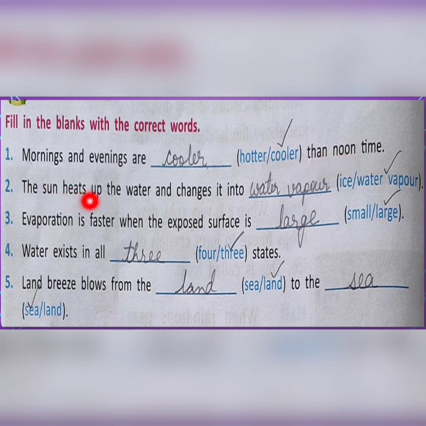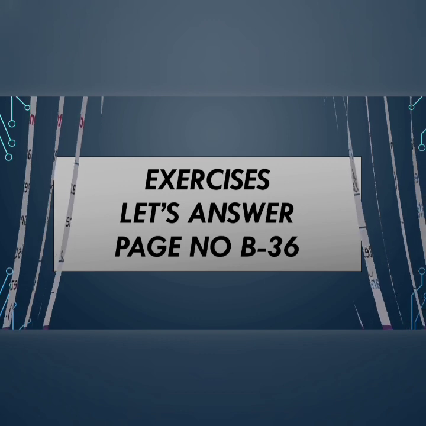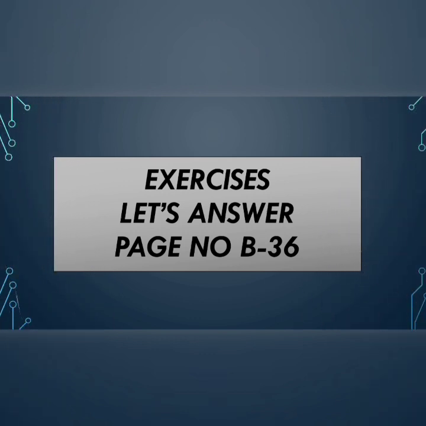The sun heats up the water and changes it into water vapor. Evaporation is faster when the exposed surface is large. Water exists in all three states. Land breeze blows from the land to the sea. Okay, so these are the answers which you have to write in your book. Next, let us move to the exercises part of this chapter. Today we will discuss questions A and B given on page number B36.